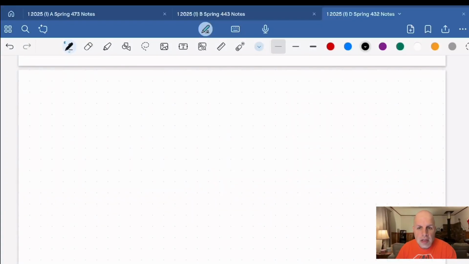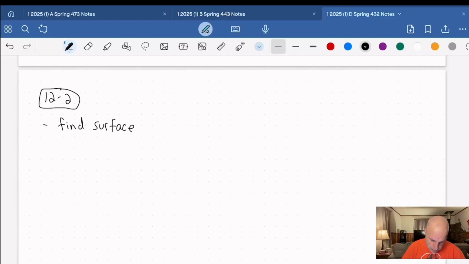Today's lesson is on finding the surface area of prisms. So in section 12-2, all students will be able to find surface areas of prisms.